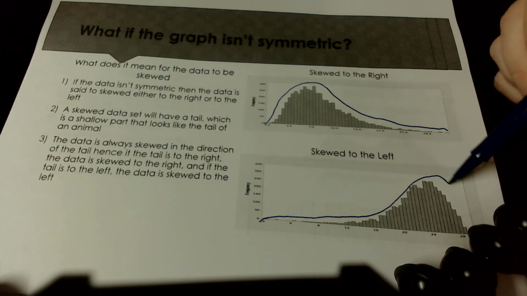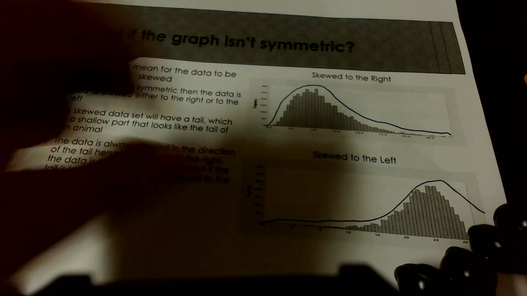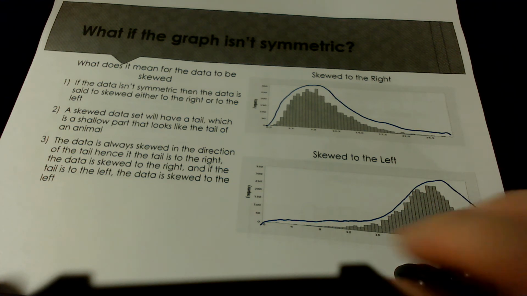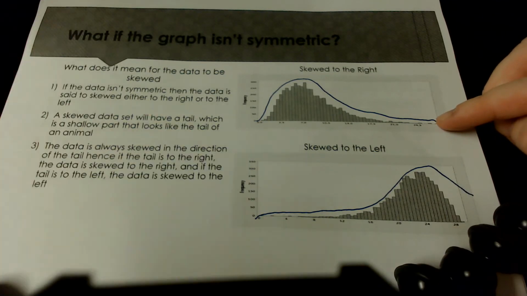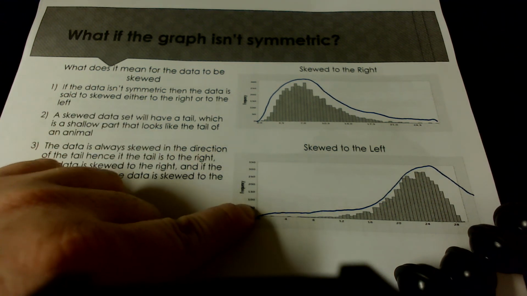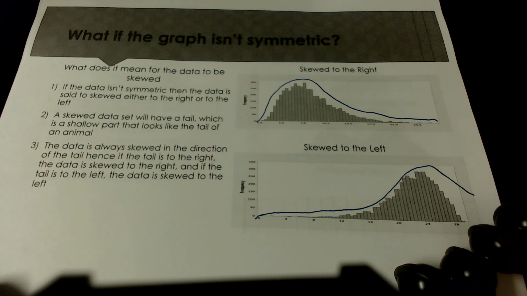they clearly pull to one side. This is pulling to the right, this is pulling to the left. That's the tail of the data. The data is always skewed in the direction of the tail, hence if the tail is to the right, the data is skewed to the right, and if the tail is to the left, the data is skewed to the left. Well, you'll see it right up here. Here's the tail right here. It's pulling to the right, must be skewed to the right. Tail over here, it's pulling to the left, it must be skewed to the left. So, keep that in mind. You have 3 options: symmetric, skewed to the right, and skewed to the left.